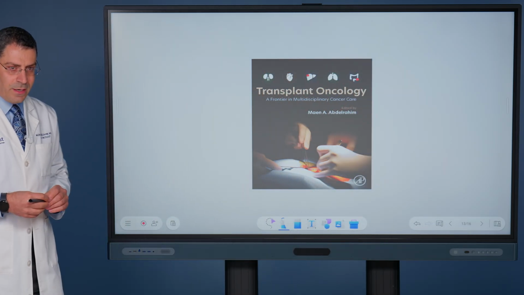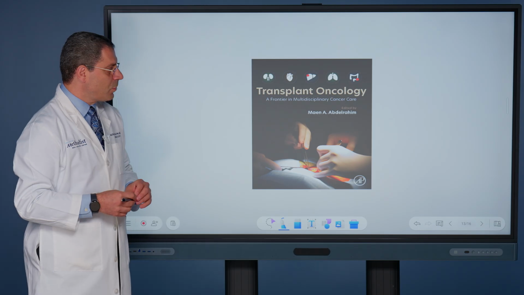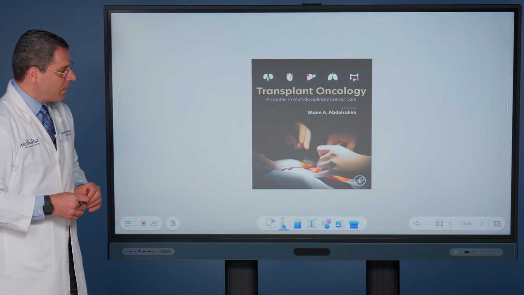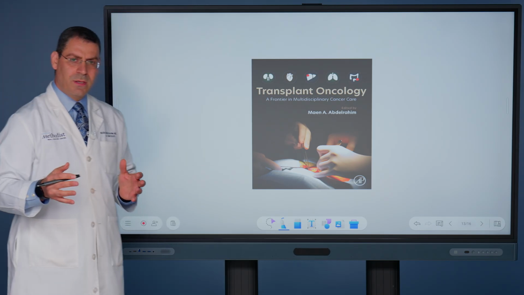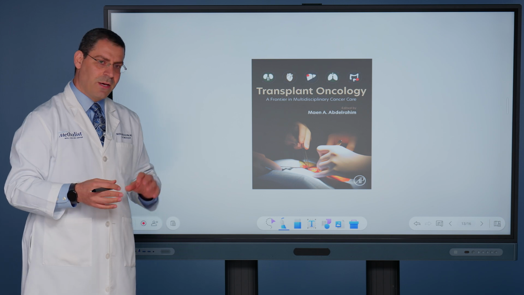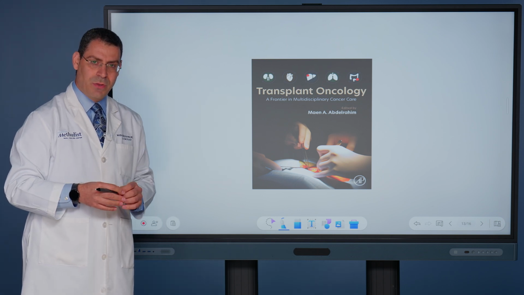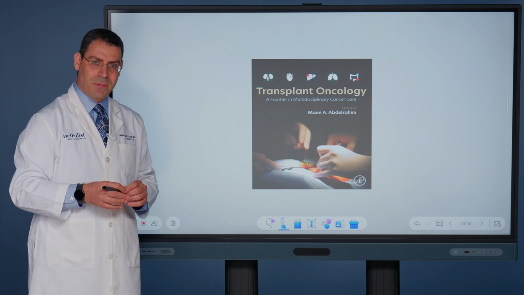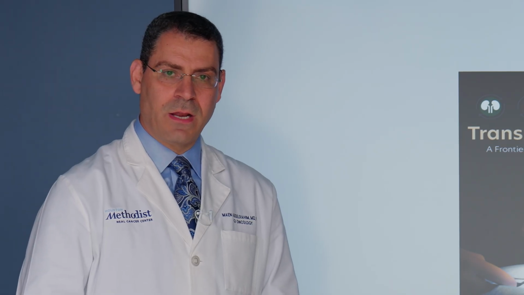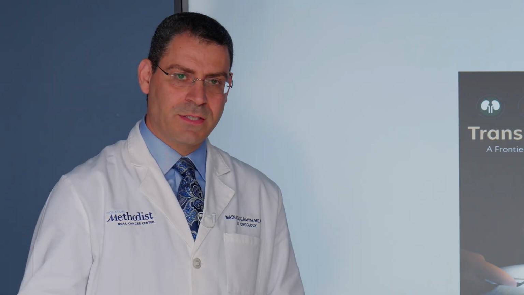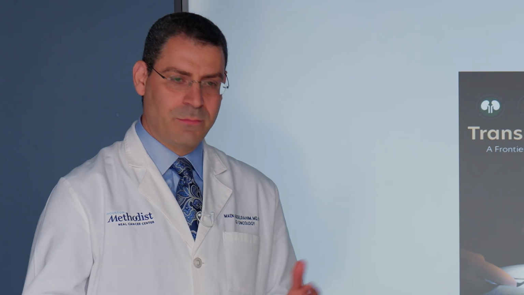And we had actually published the first transplant oncology book, A Frontier in Multidisciplinary Cancer Care, where there are 26 chapters in this book covering ctDNA, covering immunotherapy before transplantation and after transplantation. So the field is evolving and there's a lot to learn in the near future. It's an exciting time in GI oncology and more to learn.